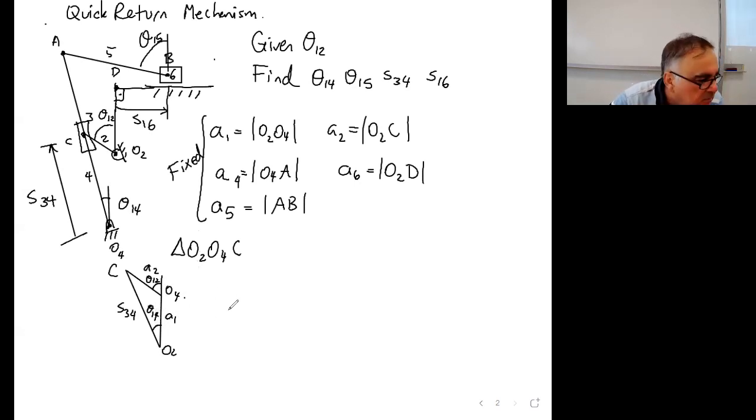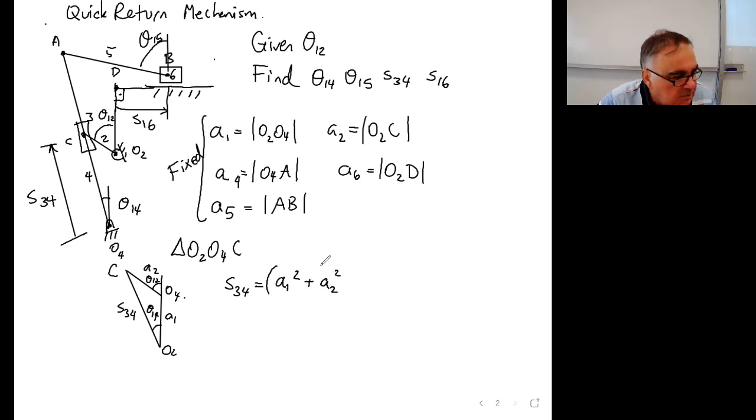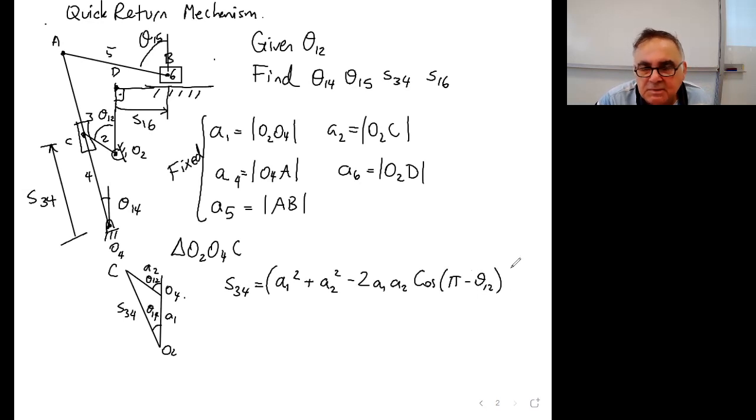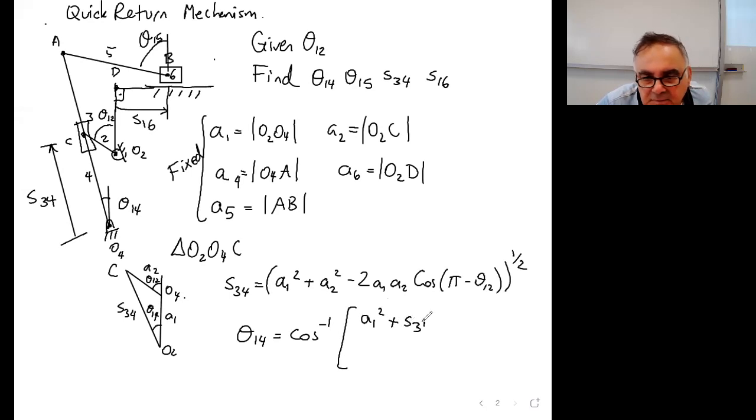Theta 1, 2 is known here, okay? If you know theta 1, 2, you know the complement angle to theta 1, 2. So you can find S3, 4, for example, here from cosine theorem. A1 squared plus A2 squared minus 2A1, A2 cosine of pi minus theta 1, 2, to the power 1 over 2, right? And then the theta 1, 4 angle can be found from either the sine theorem or the cosine theorem, cosine inverse of, let's say, A1 squared plus S3, 4 squared minus A2 squared divided by.